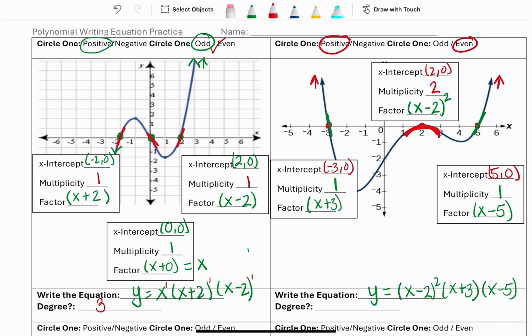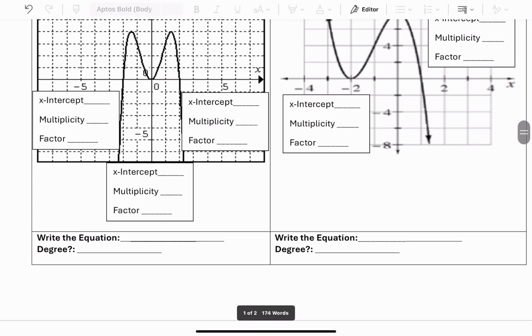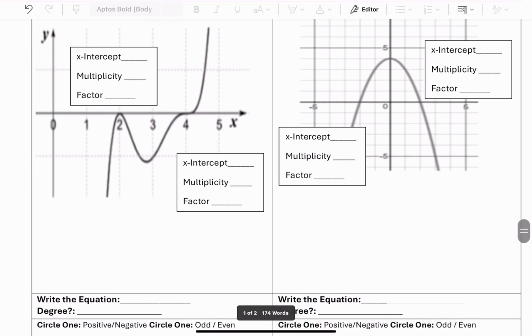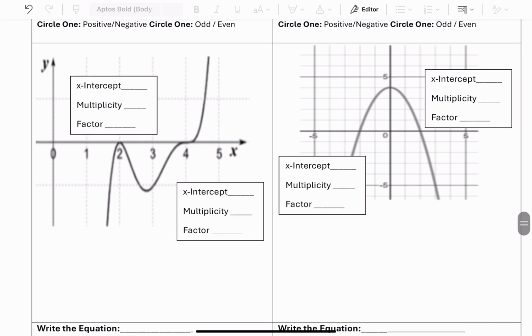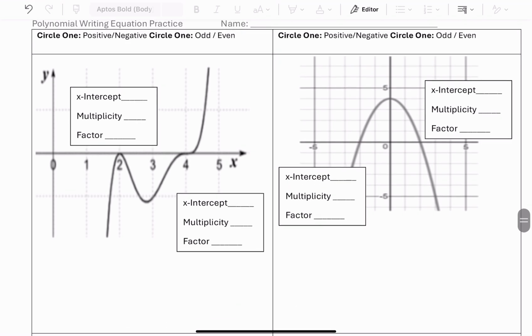Now when I go to find the degree, I have to add up the exponents. I have 2, plus 1, plus 1, which gives me a degree of 4, which again makes sense because it is even. There is one more that I want to go over, because I want to show you what a multiplicity of 3 looks like. Go ahead and flip to the back and let's look at this first graph right here.